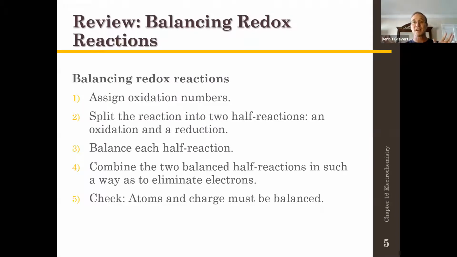Once you get those half reactions balanced, you need to adjust the number of electrons so that when you recombine them, the electrons cancel out. And then finally, check and see that you did it right. Check the atoms and the charge. Did you get all that? No, me neither. Let's just do one.